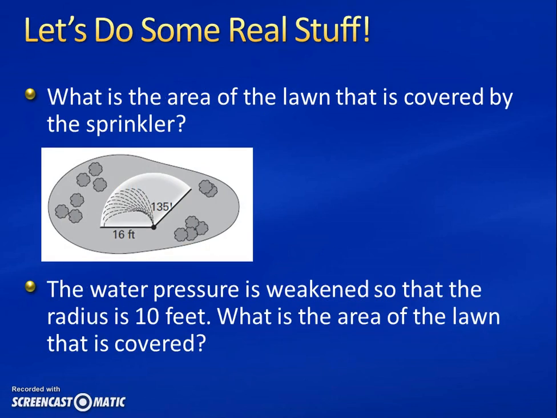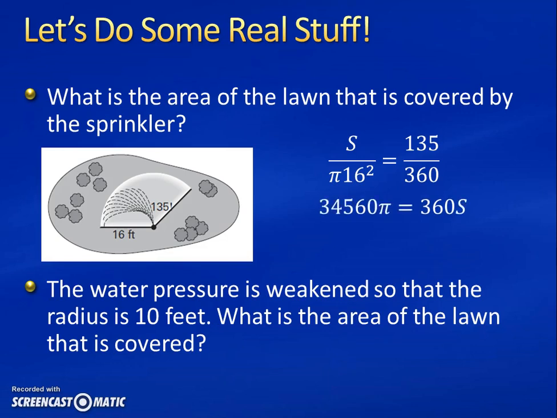Okay, and then let's do some real stuff here. So what is the area of the lawn that is covered by the sprinkler? Well, the sprinkler has a radius of 16 feet. It has 135 degrees, so we do 135 over 360 equals s over 16 squared pi. We're going to cross multiply. We get 360 s equals 34,560 pi. Divide by 360, and we find that the sector area is 96 pi.